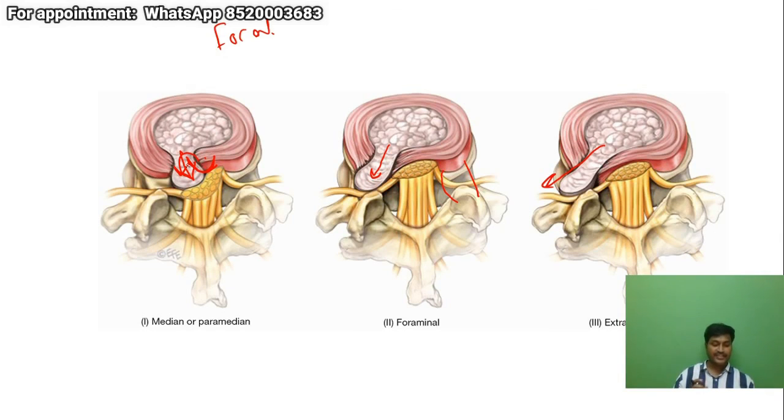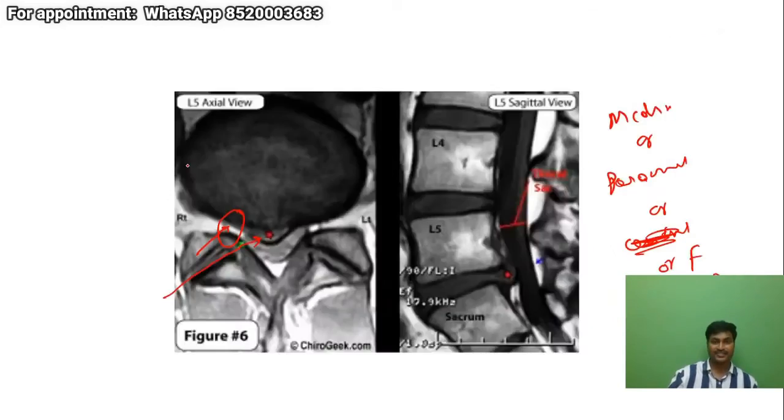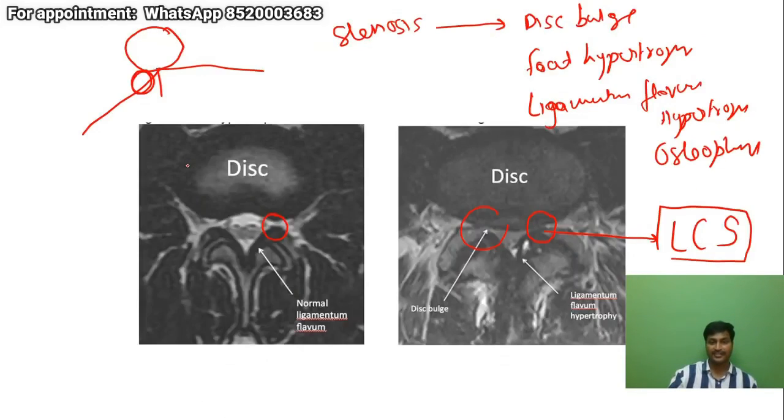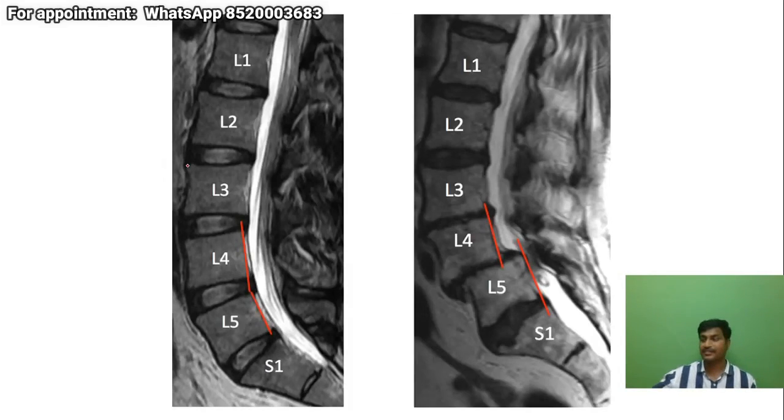If the patient has symptoms of both disc bulge and lateral recess stenosis, you cannot differentiate. You will have to treat for both of them, and usually lateral recess stenosis is almost always associated with a disc bulge. Diagnosis of the last slide is spondylolisthesis. Grade 3 spondylolisthesis. This is grade 1 spondylolisthesis.